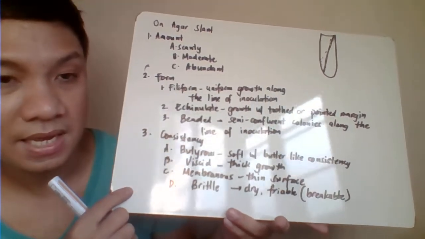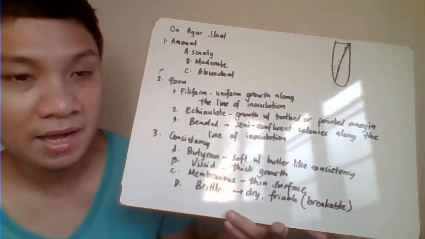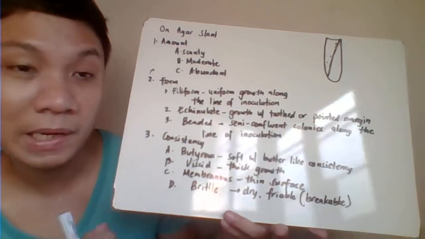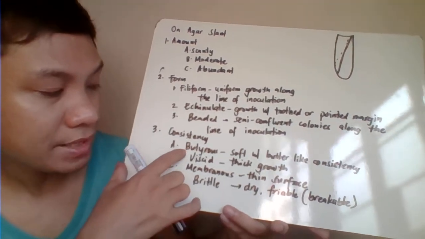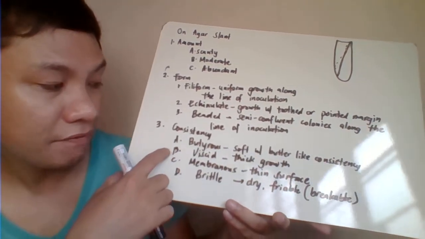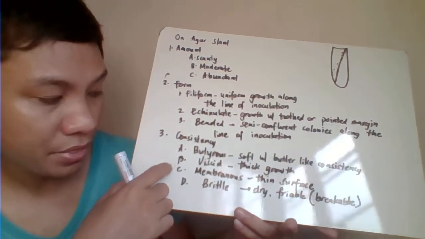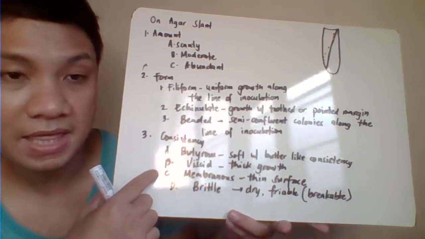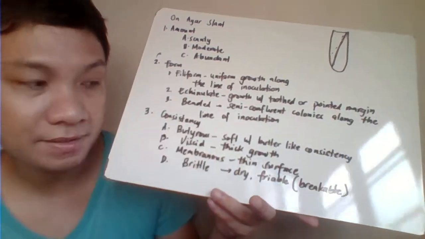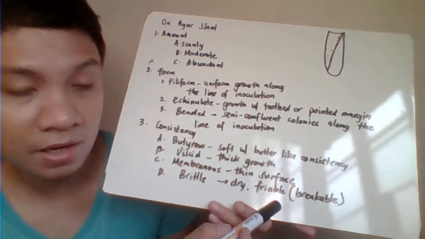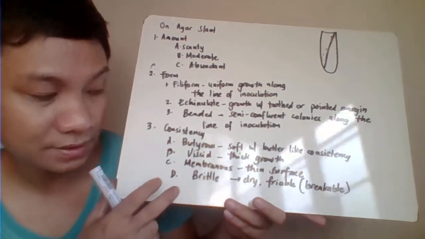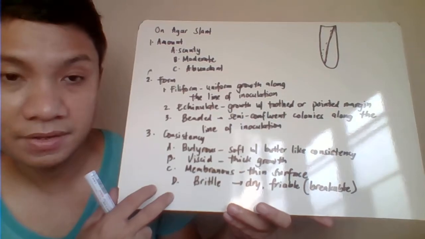For the consistency, you can observe it by poking your colony with a loop. Butyrous is when it looks butter-like, soft like butter. Viscid is a very thick growth. Membranous is a very thin growth. And brittle is when, if you poke it, it breaks. It's dry, friable, breakable, powdery. That's the case with Nocardia, so this is the best characteristic description for Nocardia.